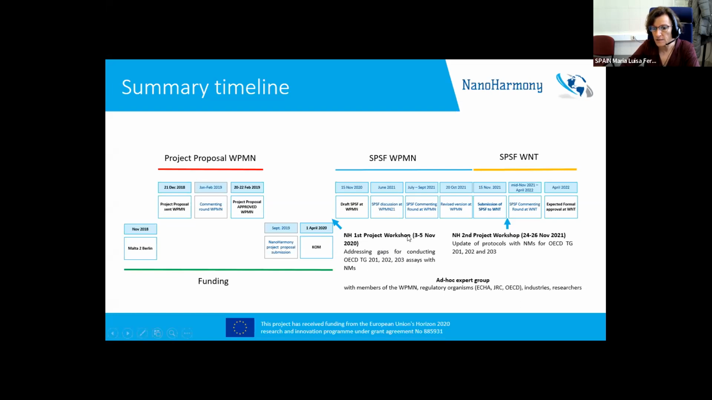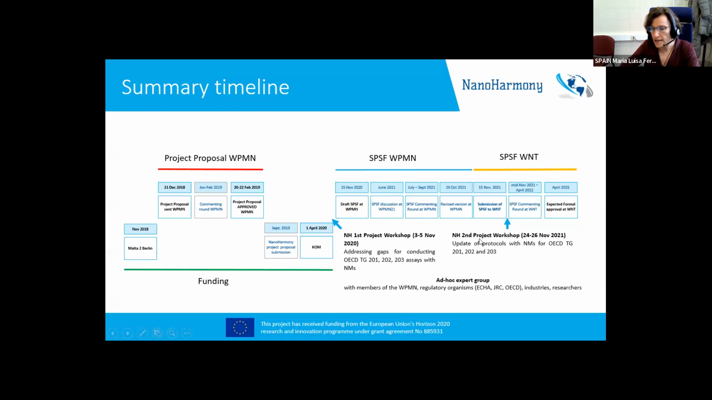And all the feedback we received served us to propose an SPSF, and we sent it by mid-November to the WPMN. We had the discussions and the commenting round. The discussion of this SPSF draft was in June 2021, and later on we had the commenting round, which allowed us to do the revised version and to submit an SPSF to the WNT in November last year.